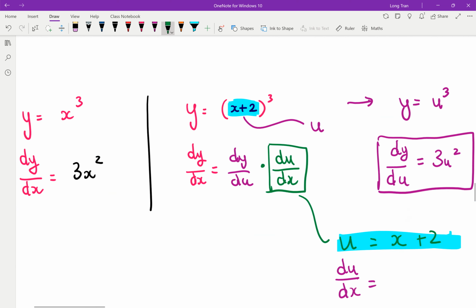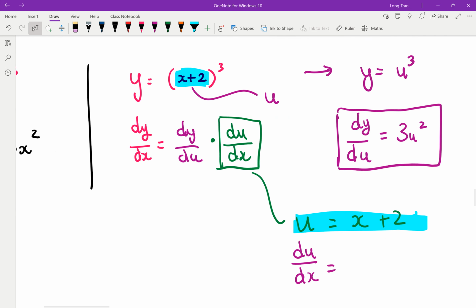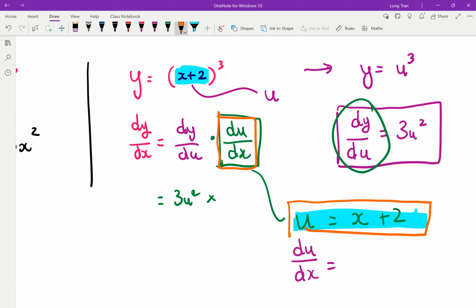So if we go back to chain rule, that's what this chain rule is teaching you. So we've got delta y delta u over here. That is 3u squared. Multiply 2. Let's work out what delta u delta x is. So if this is what u is equal to, so I replace this whole x plus 2 with u, what's delta u delta x over here? What's the derivative of this u function? 1. And the derivative of 2? 0. So it's equal to 1.